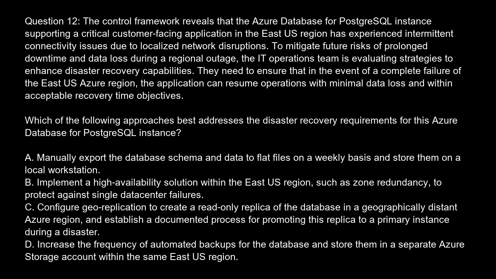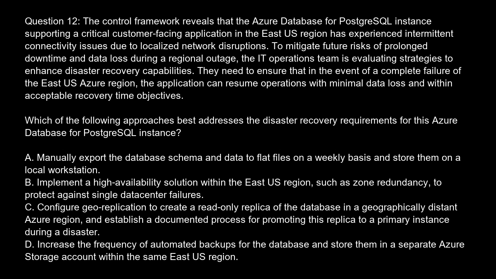Option A. Manually export the database schema and data to flat files on a weekly basis and store them on a local workstation. Option B. Implement a high availability solution within the East U.S. region, such as zone redundancy, to protect against single data center failures.